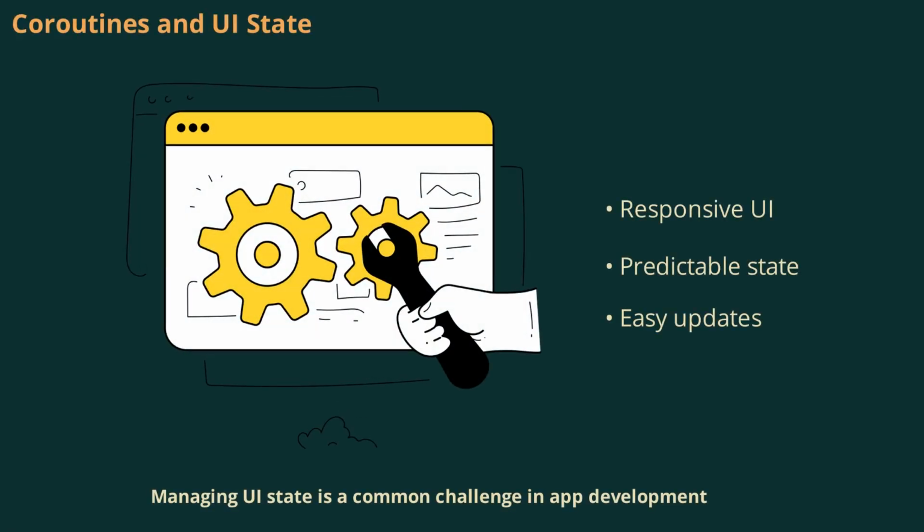Managing UI state is a common challenge in app development. Coroutines make it easier by allowing you to update state in response to async events, such as network responses or user actions. By combining coroutines with state management libraries, you can build responsive, predictable interfaces.